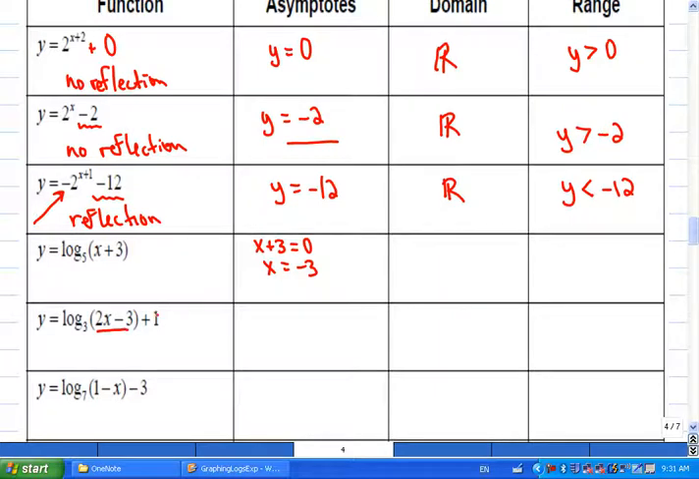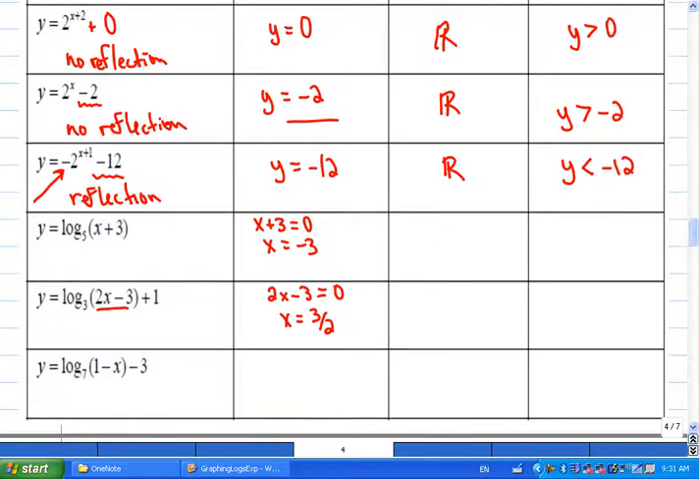This one, there's maybe a tiny bit more work that we'd have to do. That means x will be 3/2. That's where I'll find an asymptote. Okay. And then the last one here, the boundary will be where 1 minus x is equal to 0. So that means x would be equal to 1. There's going to be an asymptote there.